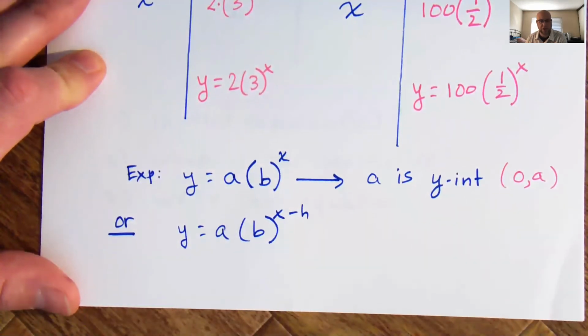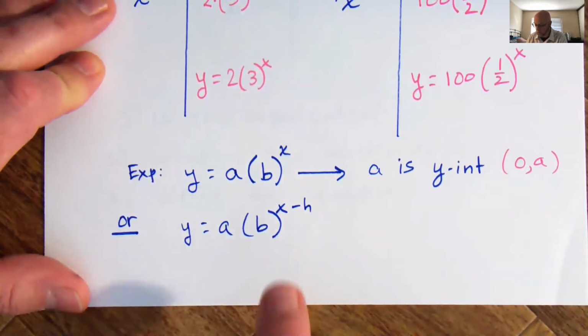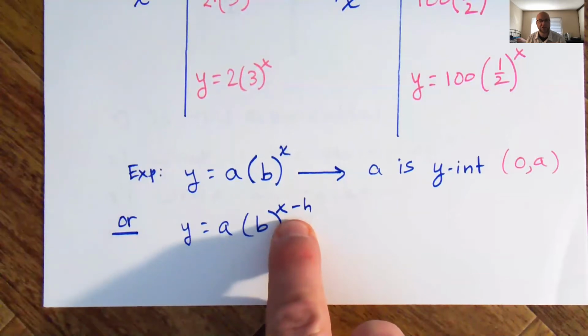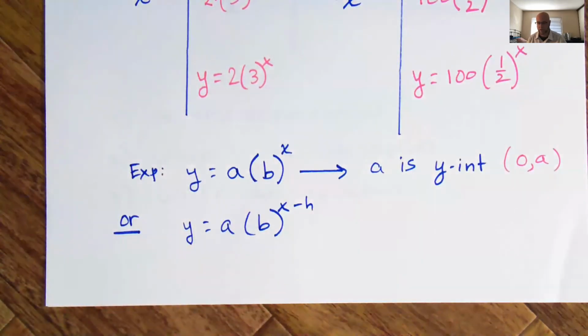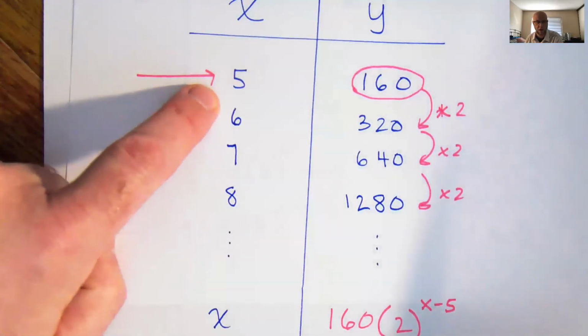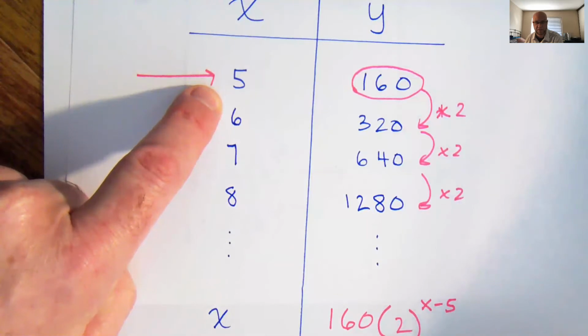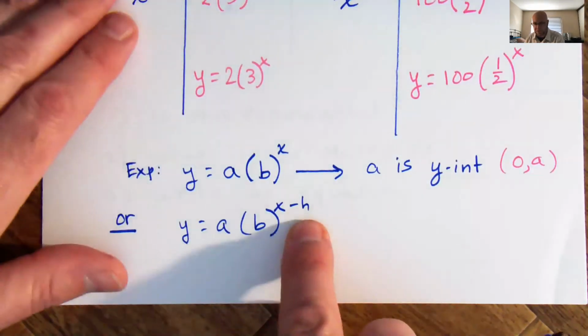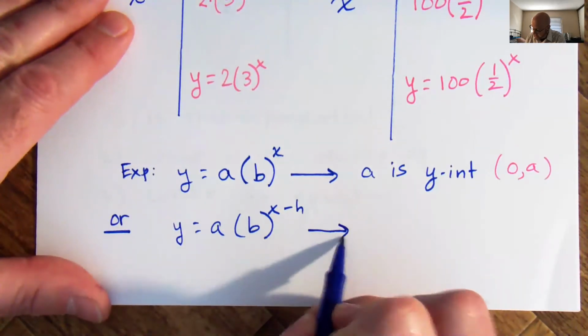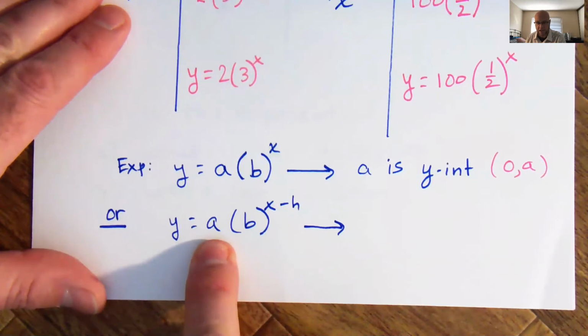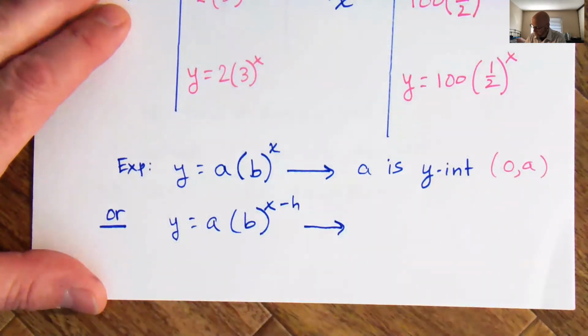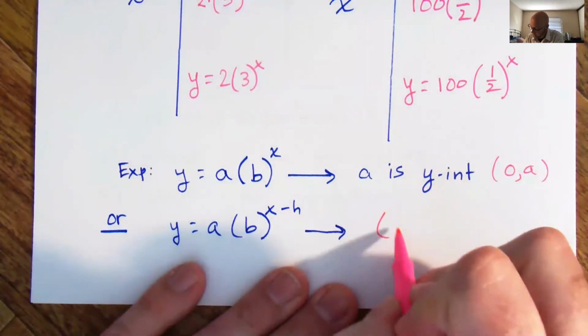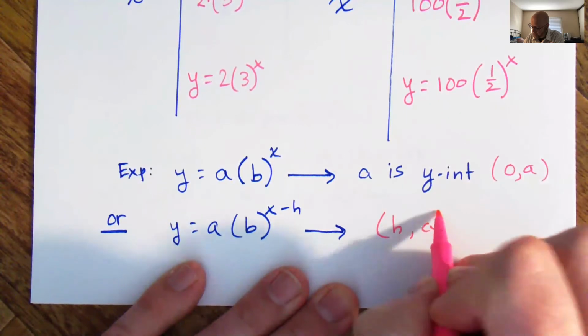H will become a standard letter as we'll formalize things later in the course for starting, let's say, shifting our starting number to a new location. So instead of starting at 0, we're shifting 5 spaces to 5. And we'll just use H for that. In this case, A is not the y-intercept, but there will be a point with coordinates H, comma A.